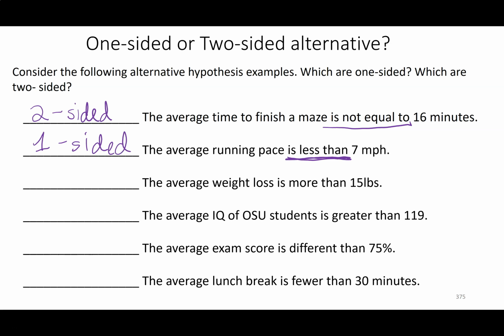The third, the average weight loss is more than 15 pounds. So more than should be where I'm focusing. I only care if it's higher than 15 pounds, so this is another one-sided. The average IQ of OSU students is greater than, so I only want to know if it's higher than. Also one-sided.